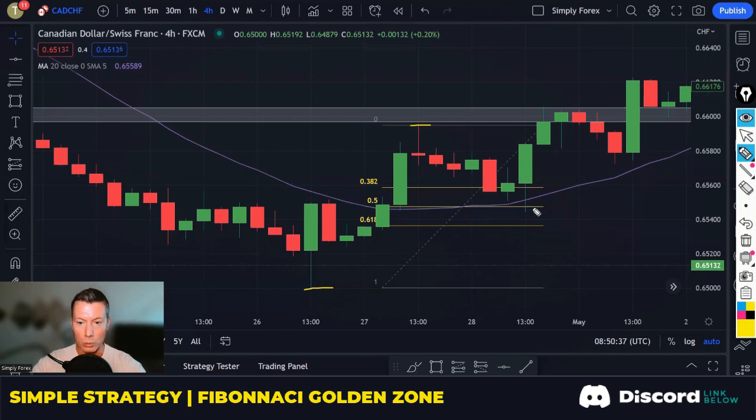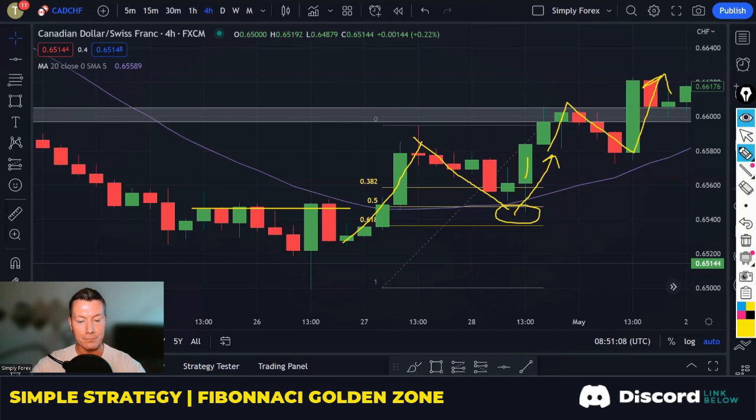Well, remember the golden zone. The golden zone is between the 0.5 and the 0.618, guys. This is the golden Fibonacci retracement zone. Price comes up, breaks this level here, comes back down, tests the golden zone, and then pushes off. We get a huge reaction. Look at this candle. We get a huge reaction, and then we can start buying this pair further.